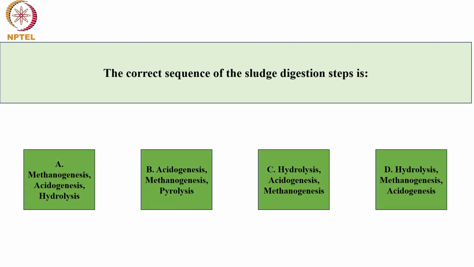The correct sequence of sludge digestion steps is: option A, methanogenesis, acidogenesis, hydrolysis. Option B, acidogenesis, methanogenesis, pyrolysis. Option C, hydrolysis, acidogenesis, methanogenesis. Option D, hydrolysis, methanogenesis, acidogenesis. I'll give 2 minutes time. Just think and tell me. You can refer to your notes also if you have watched the lectures.